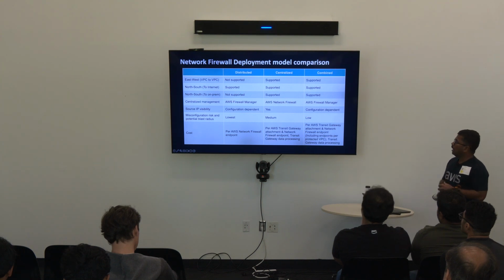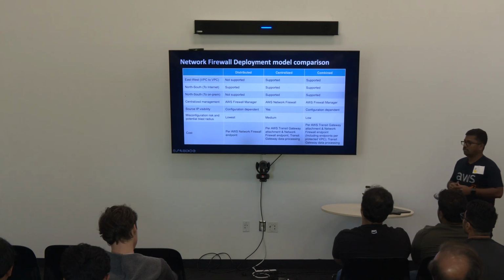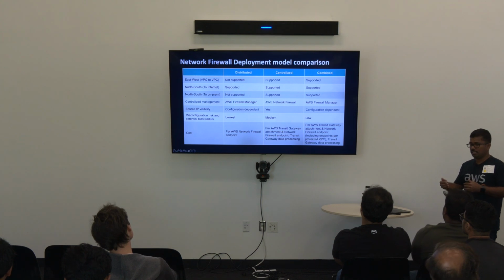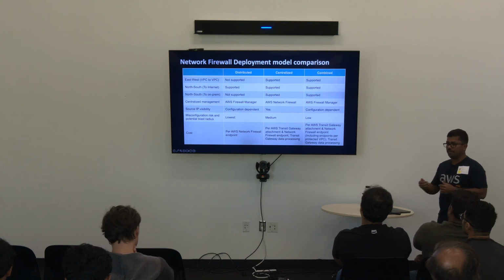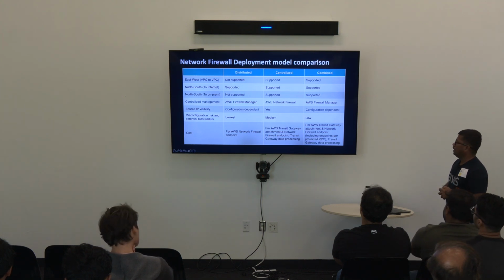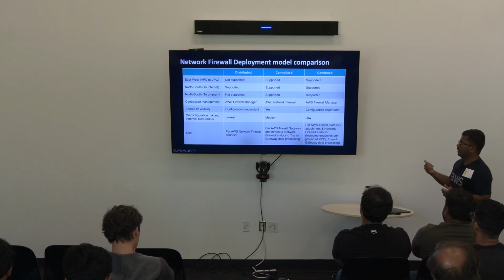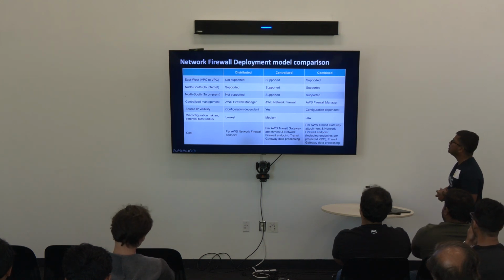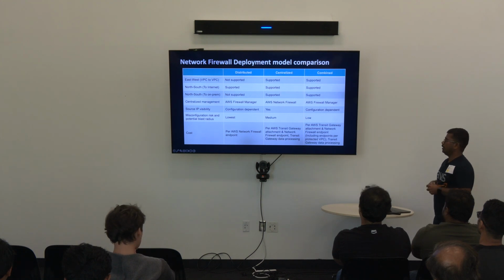Source IP visibility: if it is distributed, it depends on the configuration, as I mentioned earlier, where you are placing your firewall, whether between the network firewall, internet gateway and NAT gateway, or between the NAT gateway and the actual workload. It depends on the configuration whether we are able to see the source IP. If it is centralized, of course, the network firewall can see the source IP. Same thing applies for combined as well. It depends on where you are placing the network firewall.